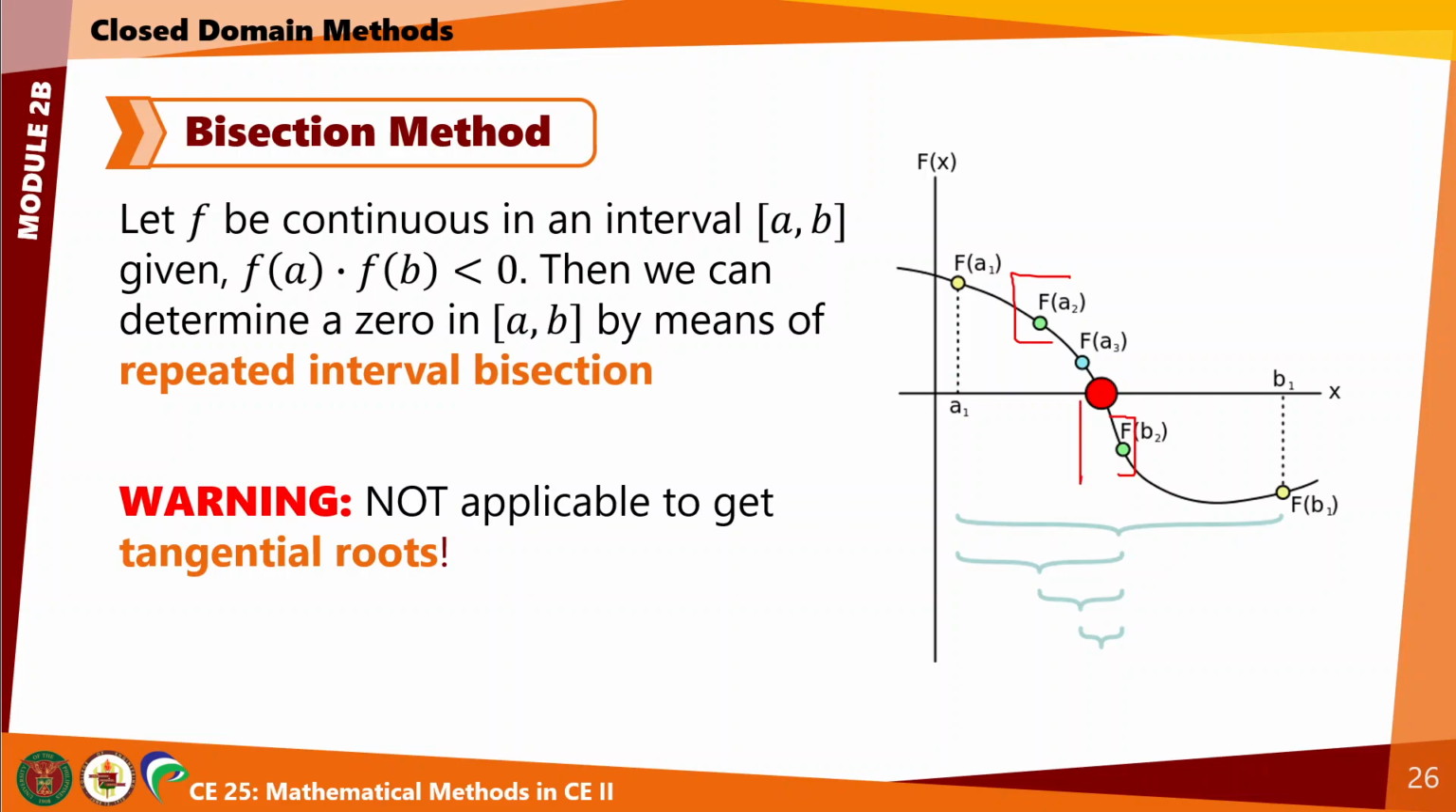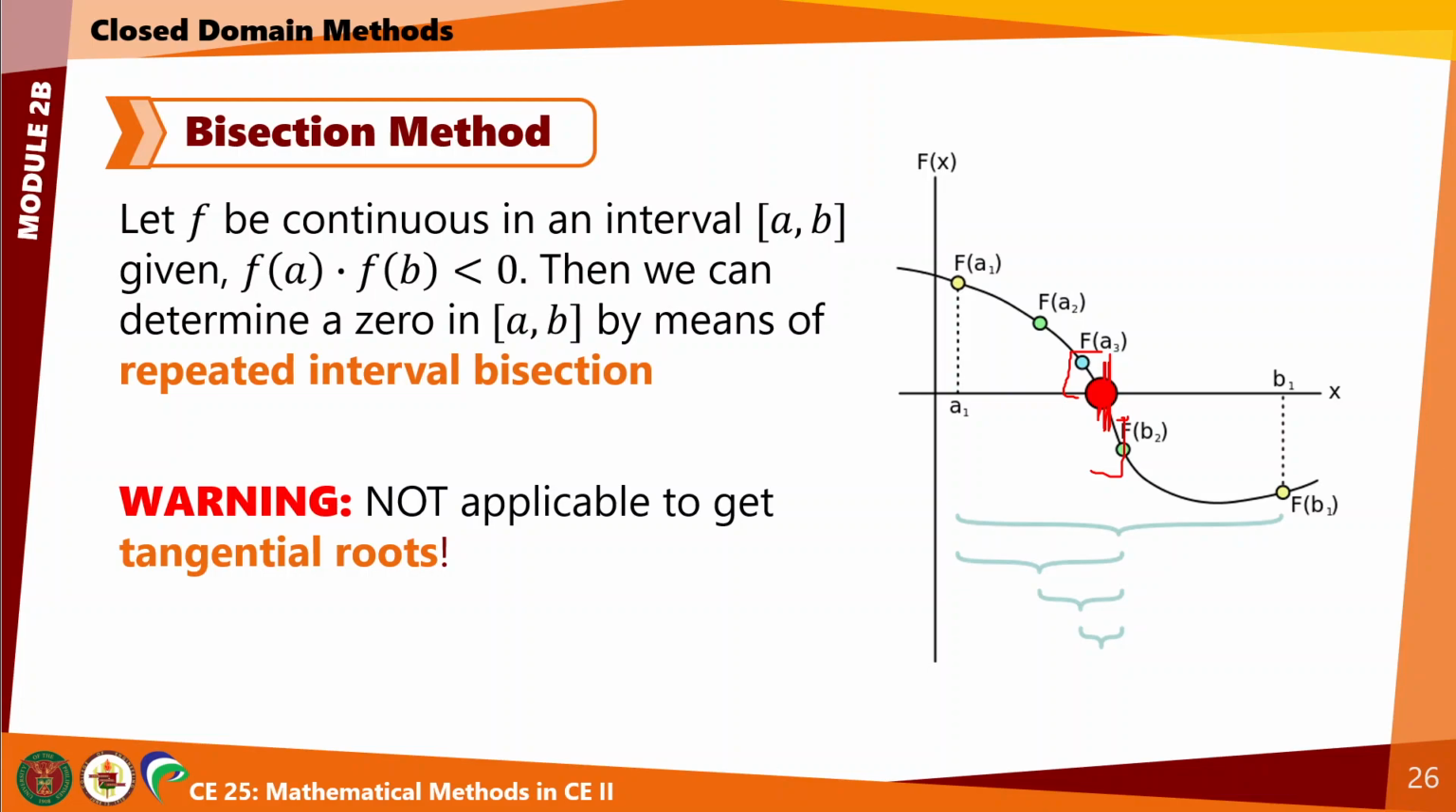Kunin ulit natin yung midpoint. That's yung f of A sub 3. This one is also a positive. So, i-retain natin si B sub 2 pa rin kasi siya yung negative. Okay, so yung current na nating interval is A sub 3, B sub 2. Okay, until makarating siya dito kay function solution. Okay, so that's the bisection method.